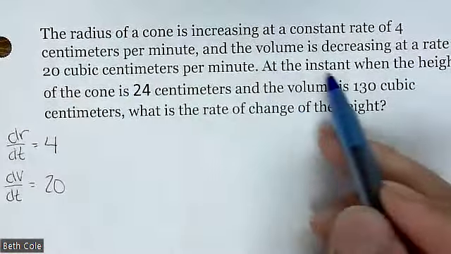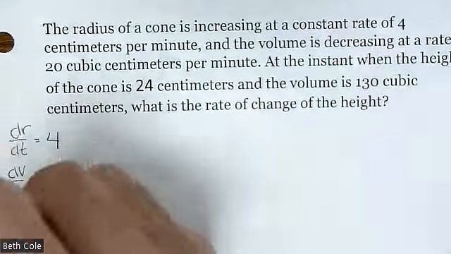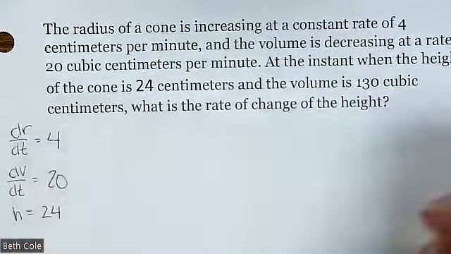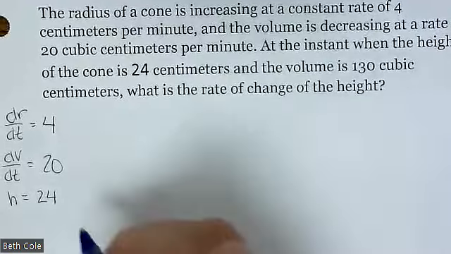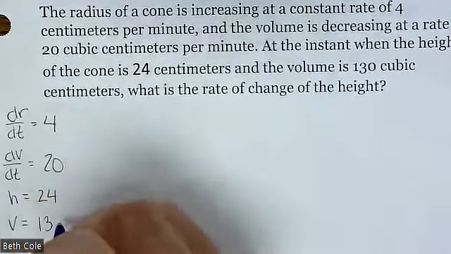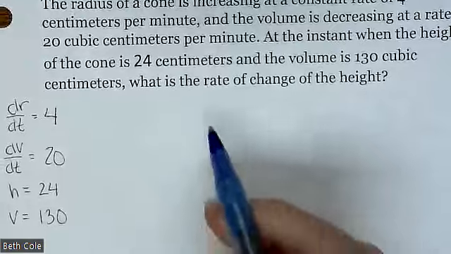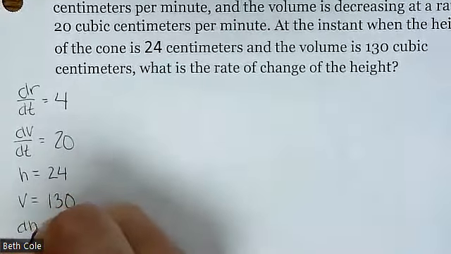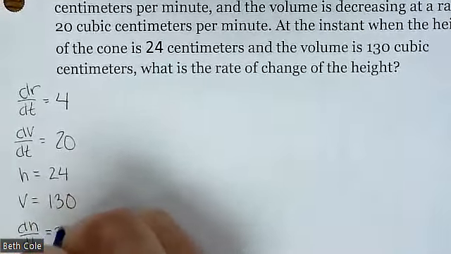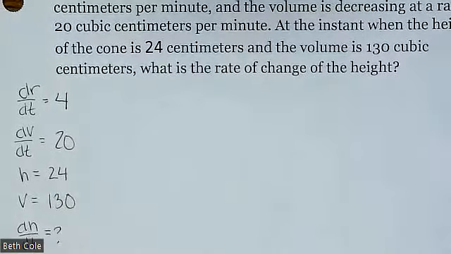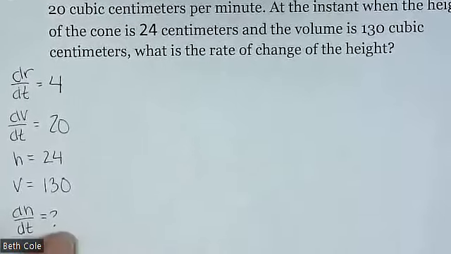Now we're going to pause. It says at the instant when the height is 24, so height is 24 centimeters, and the volume is 130 cubic centimeters. What is the rate of change of the height? So dh/dt is the question mark. And it says that the radius is getting bigger and the volume is getting smaller. So it's kind of hard to determine what's going to be going on here, like positive or negative. So I'm just going to leave that off there.